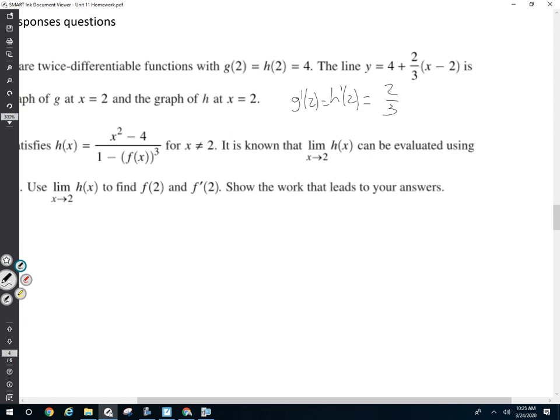We're going to have to use that. You need to be able to know that. Why did I say that? You know, tangent line: y minus y1 equals m times x minus x1. Here's my m.